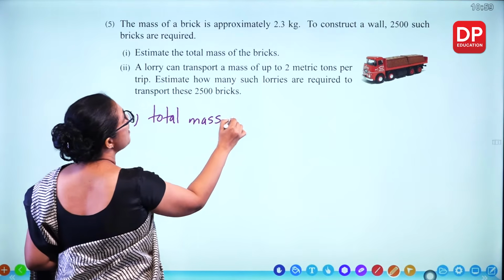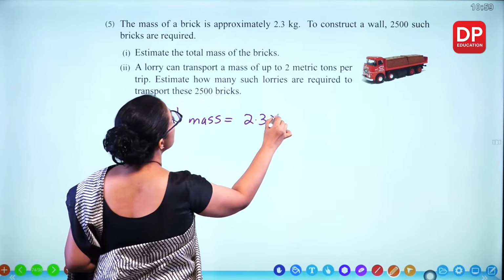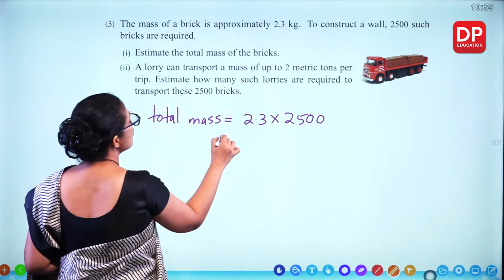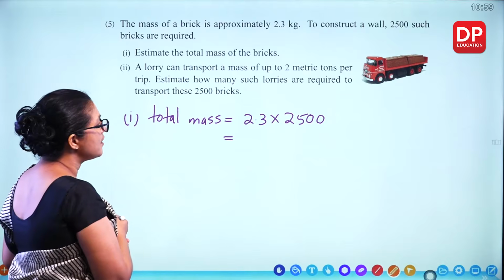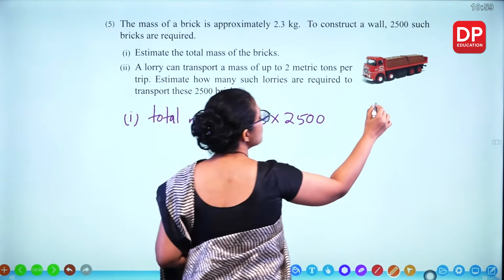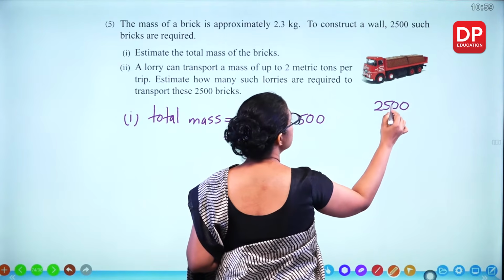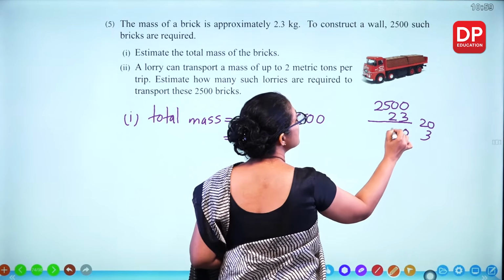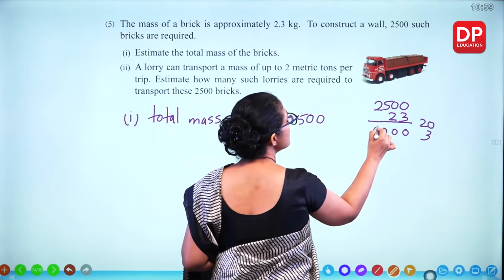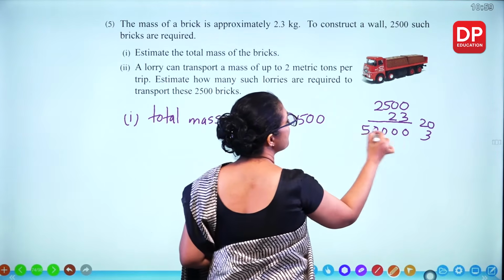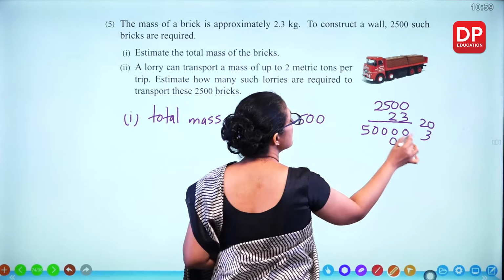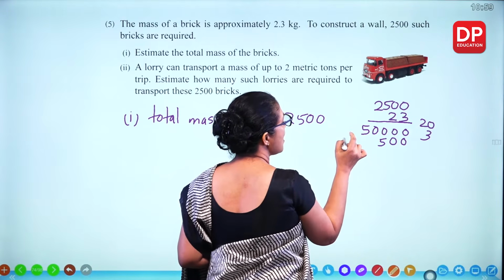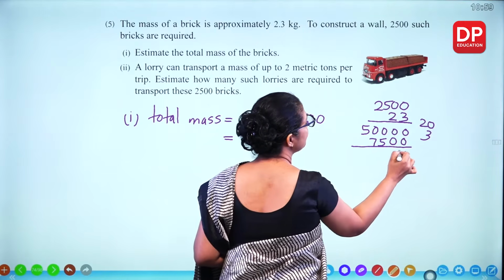Total mass: 1 brick is 2.3 kilos and you need 2,500 such bricks. So, find the value. 2,500 multiplied by 23 first: 3 times 2 zeros, and 3 times 5 is 15, and 3 times 2 is 6, plus 1 is 7.